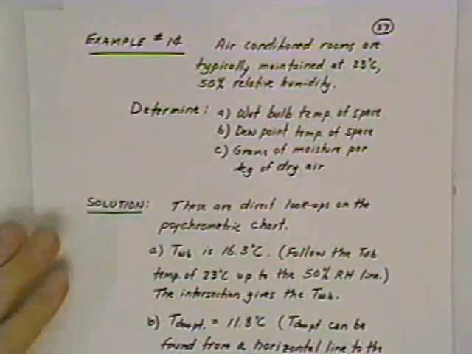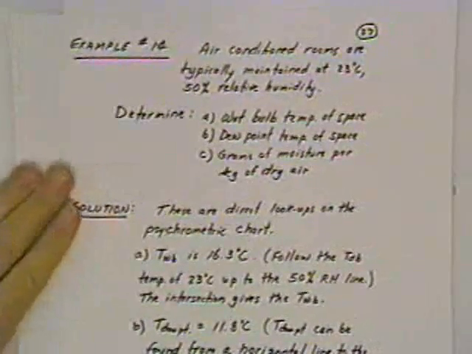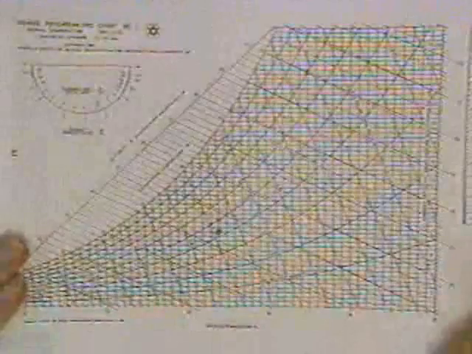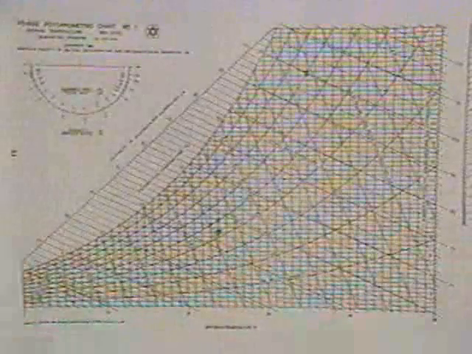So what we'd like to do on this particular problem, which is just a direct lookup, is determine the wet bulb temperature of the space, the dew point temperature of the space, and the grams of moisture per kilogram of dry air. These are direct lookups on the psychometric chart, so I'm going to put the psychometric chart back on here, and we'll see if we can get the points illustrated. It certainly will not be clear to you, but you can see at least the process that we're going to go through in order to find it.